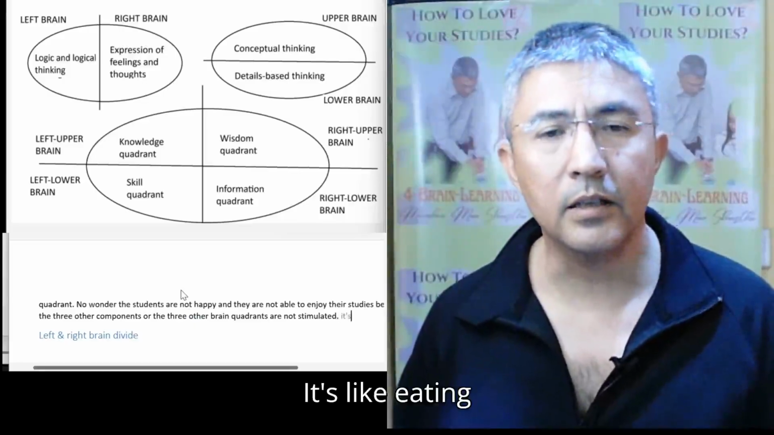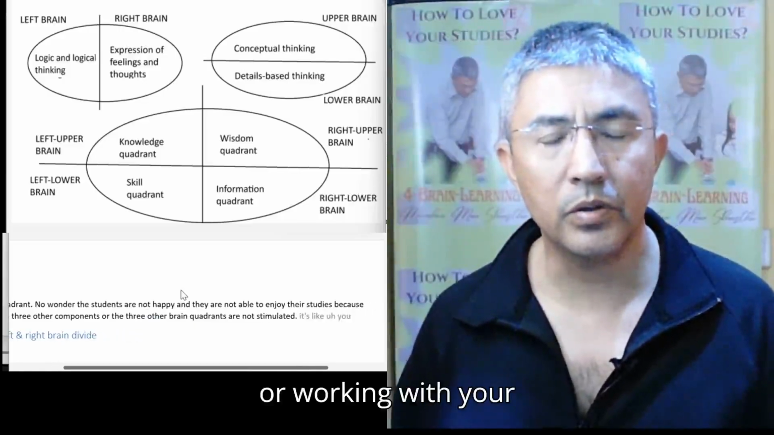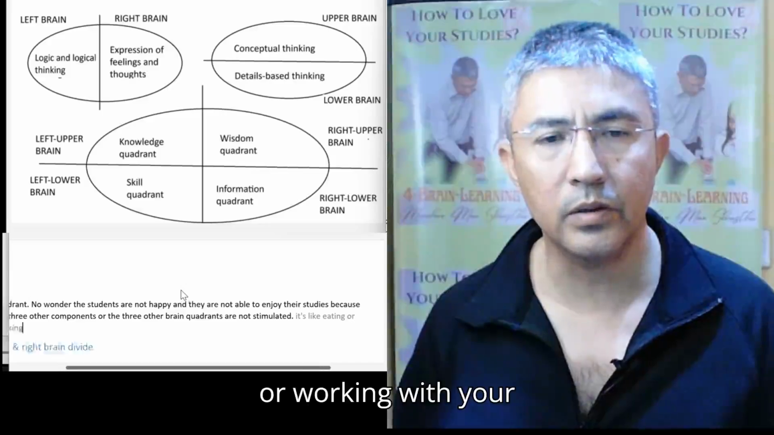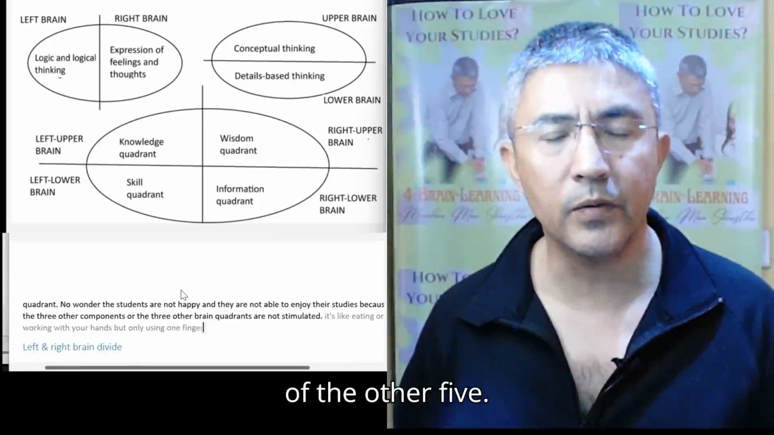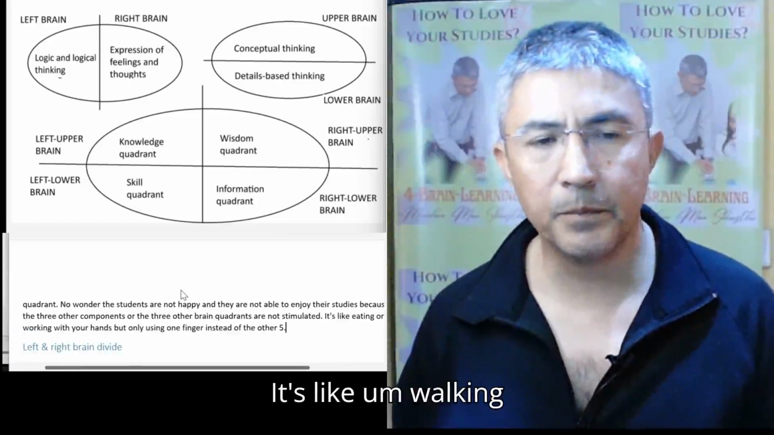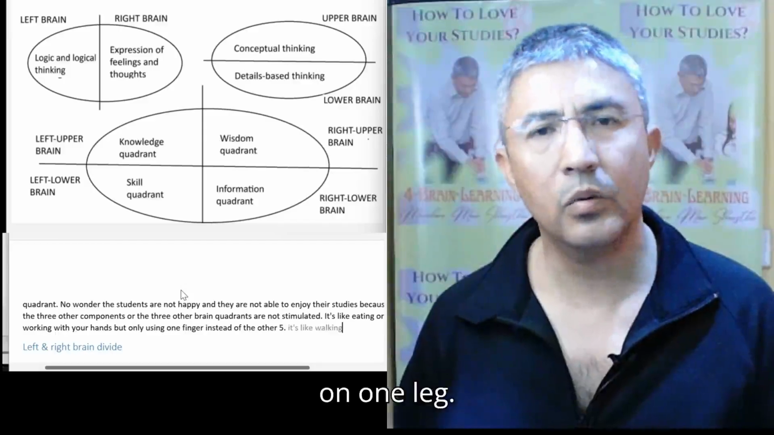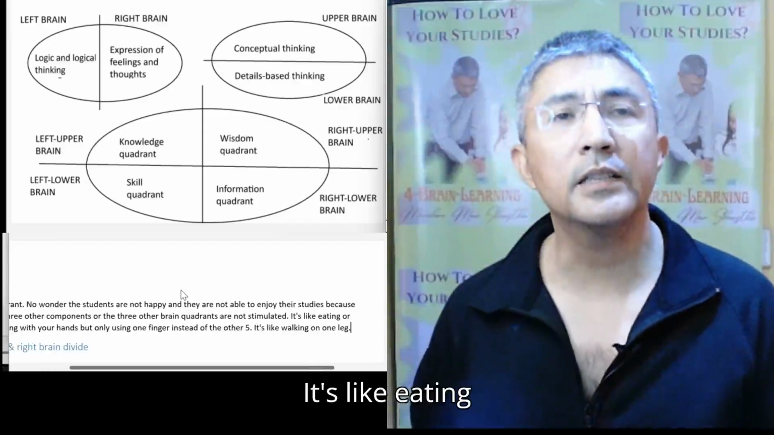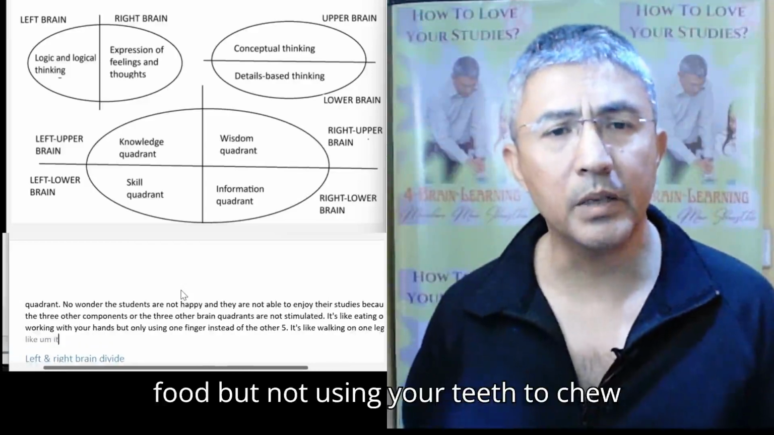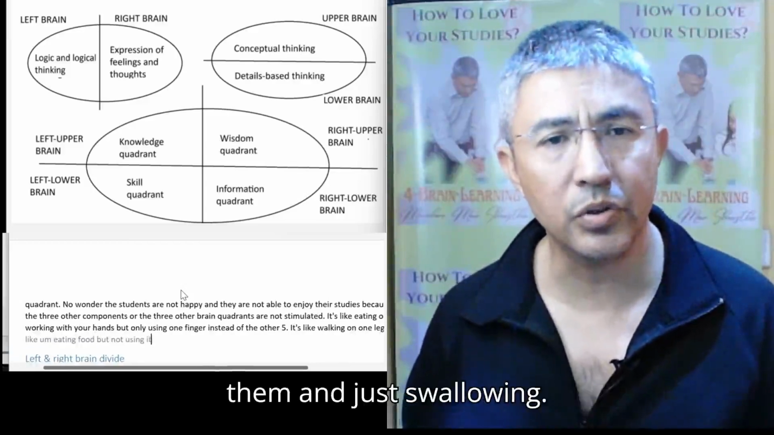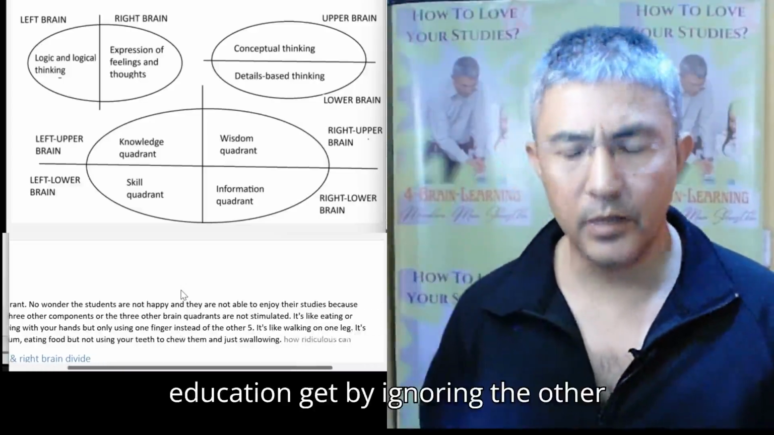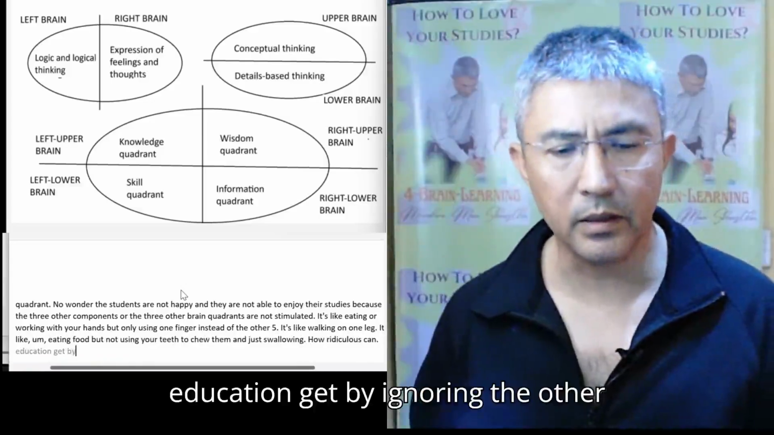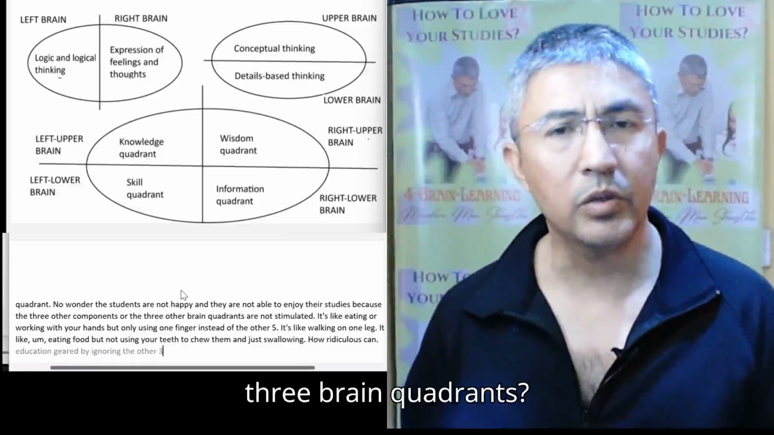It's like eating or working with your hands but only using one finger instead of all five. It's like walking on one leg. It's like eating food but not using your teeth to chew it and just swallowing. How ridiculous can education get by ignoring the other three brain quadrants?